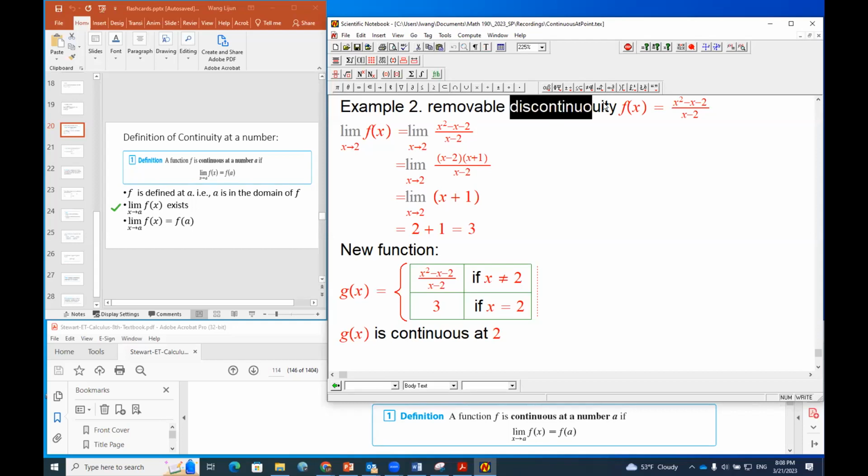It looks right to me. Okay, so let me, okay. I have removed that point that was discontinuous. Now the new function is continuous at 2.